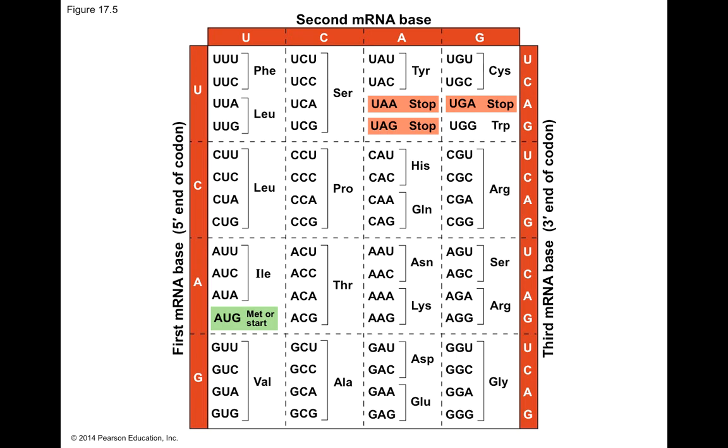College Board will give you questions where you not only need to go from messenger RNA to amino acids, but they can also give you an amino acid sequence, and you may be asked to find a possible messenger RNA sequence that could code for that amino acid sequence. All right, time to move on.